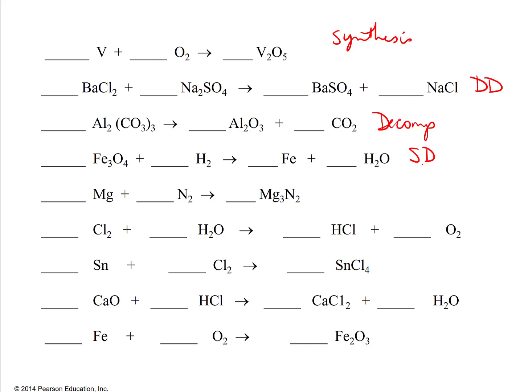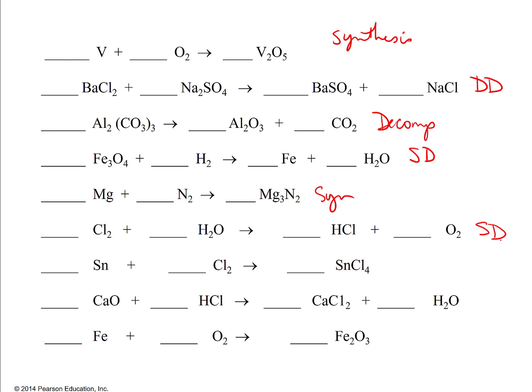So when you have an element and a compound making a different element and a compound, that's always a single displacement. What's the next one? Synthesis. Because magnesium and nitrogen combine to make magnesium nitride. Chlorine plus water makes HCl and O2. 2 and 2. So it's a single displacement. I have 2 reactants and 2 products. All I did was I just took the oxygen and swapped the chlorine. So the oxygen ends up all by itself. The chlorine ends up combined with the hydrogen.